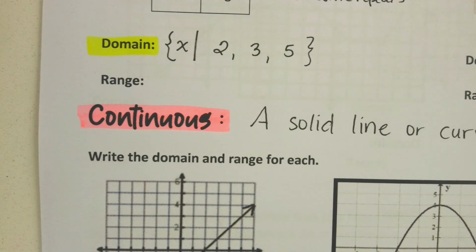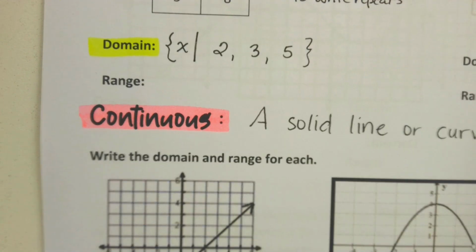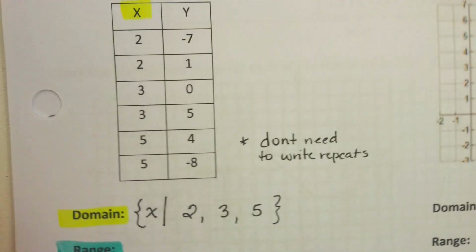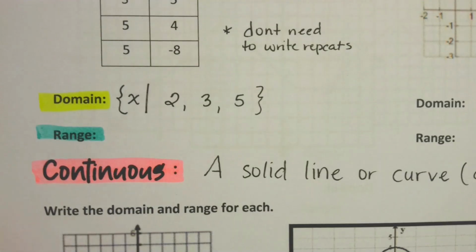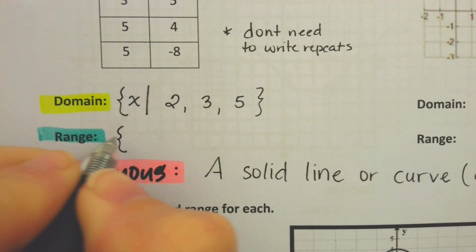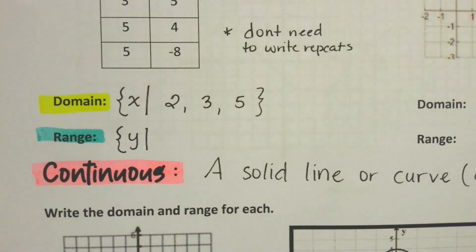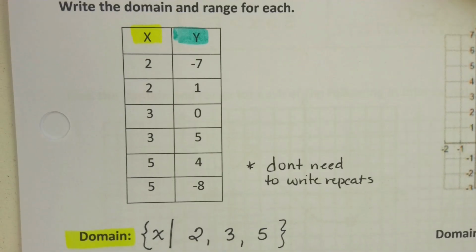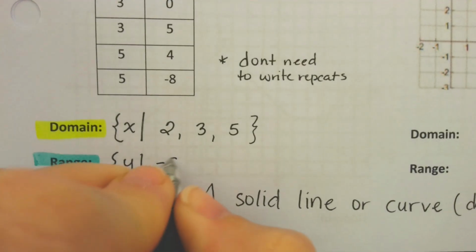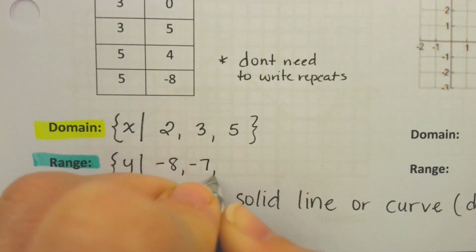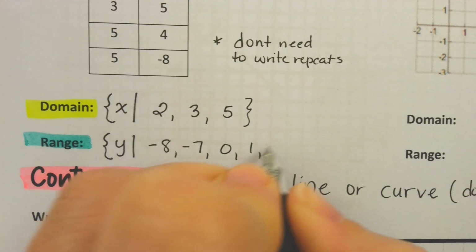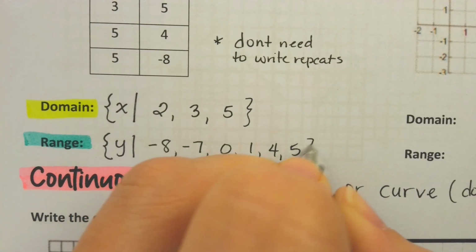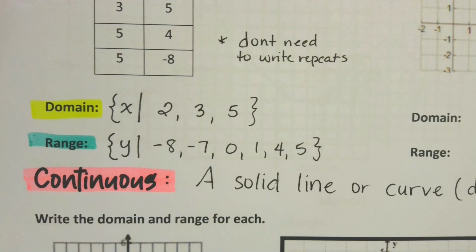Range is going to be our y values, and again, we're just going to make a list, and we're going to do it from least to greatest. So we're going to start by saying squiggly bracket, the set of all y's, such that, and list them out. What's the leastest? -8. And then we got -7, and then 0, 1, 4, 5. There you go. Close up those squiggly brackets.